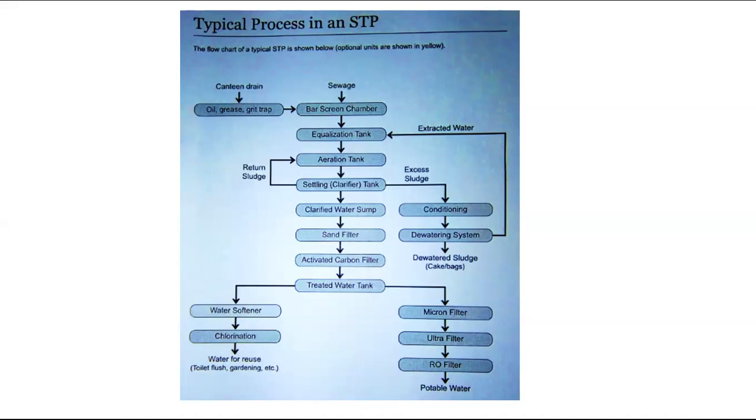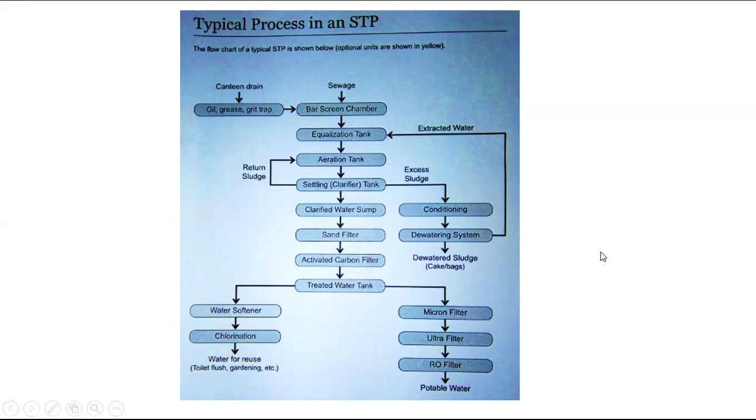So this is the typical process flow diagram of the STP. You have to know the process, though you don't have to design the STP. STP is a separate chapter actually. The plumbing engineer will not design the process of the STP, but we have to know the fundamental process of the STP, so that you can understand what things are happening. That's why you have to understand the process of STP. After this treatment only, we use the water for toilet flushing, gardening, etc.